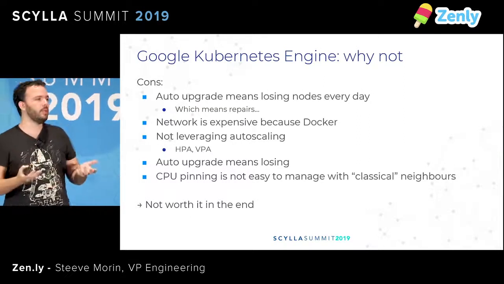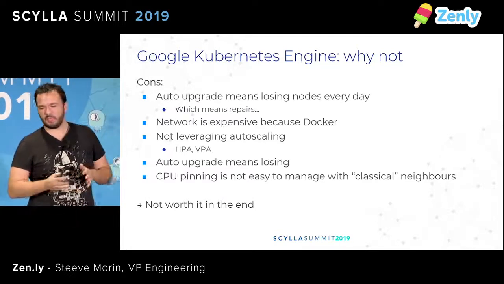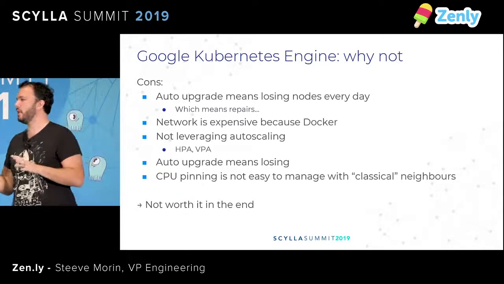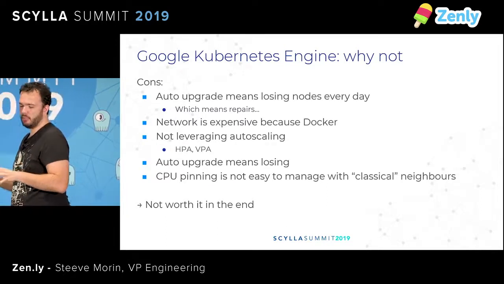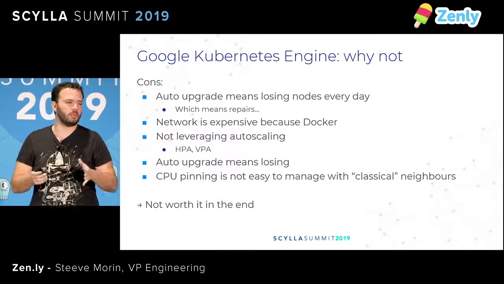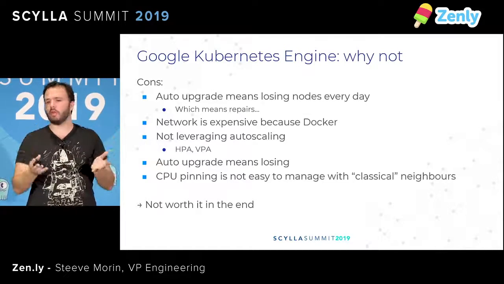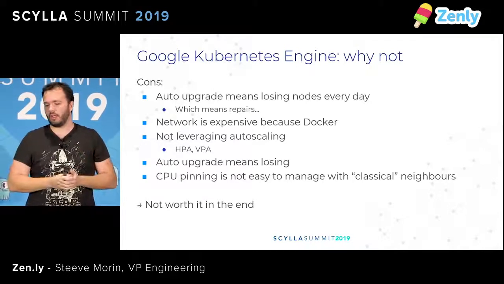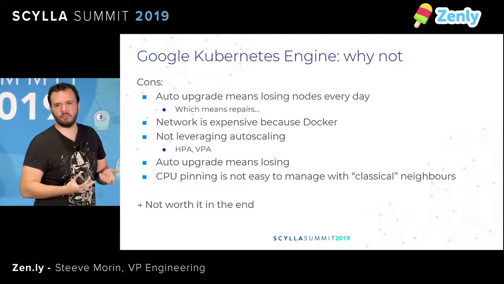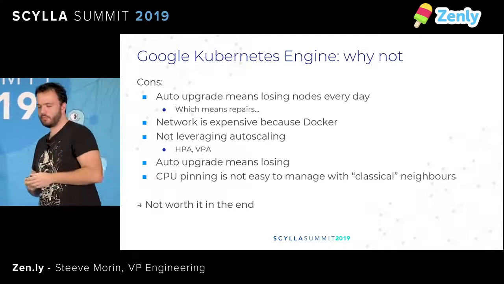And also the CPU pinning, which is nowadays available, but back in the day wasn't. CPU pinning is not really easy to manage when you have classical Kubernetes neighbors, which means that you want pods to be scheduled on a machine, so not really good. And then you say, you know what, we're just going to run Scylla by itself. In that case, to us, it wasn't worth it to run it on Kubernetes, so we chose not to.